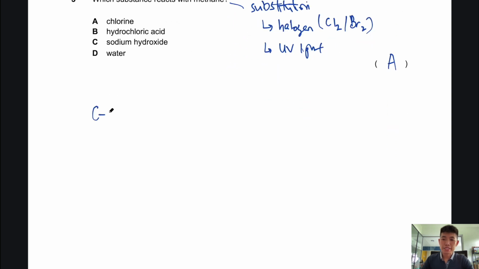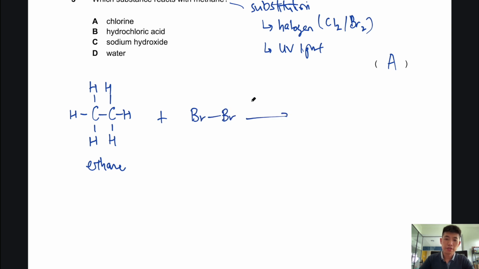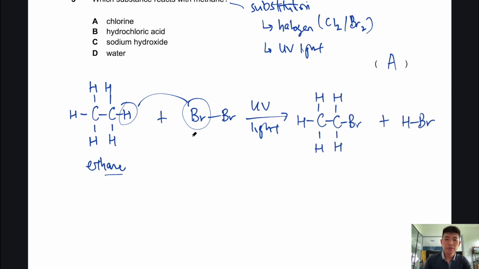If I have ethane and I were to add bromine, I give it UV light. Can you tell me or draw for me what products will be formed? You may want to pause and think. So this is an alkane. Alkane undergoes substitution, meaning I'm going to swap their places. Can you guess what is the name for this?